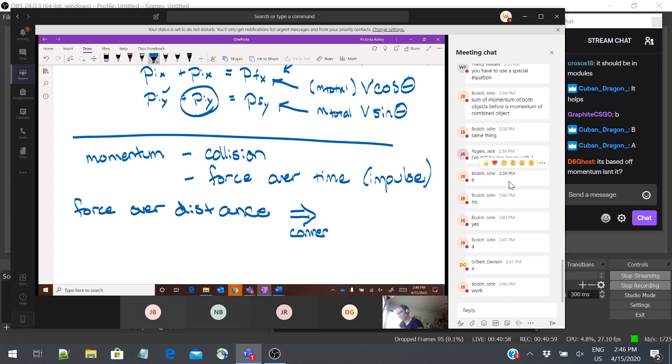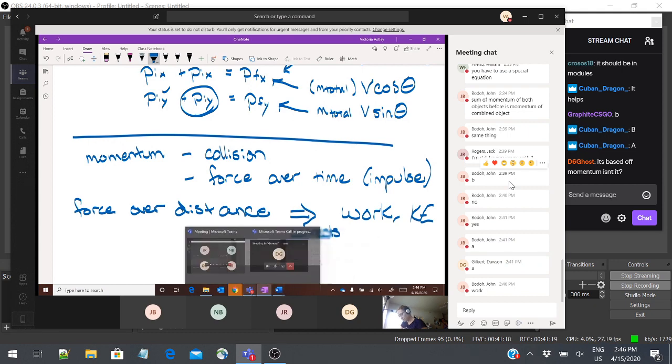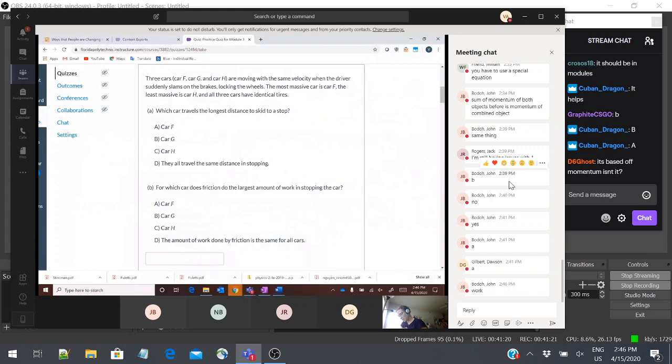Work, which also connects to kinetic energy. You can also do this with just forces and kinematics. That is also totally fine. Actually, might be slightly easier. So we have 3 cars.